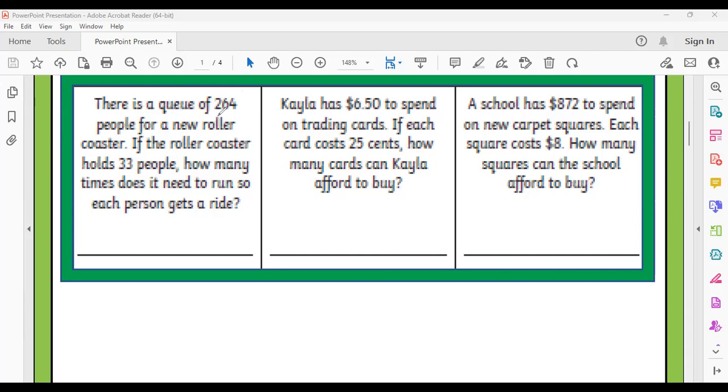There is a queue of 264 people for a new roller coaster. If the roller coaster holds 33 people, how many times does it need to run so each person gets a ride? So there are 264 people waiting in line for a new roller coaster. Now, if the roller coaster holds 33 people, this is very similar to the bus story. How many times does it need to run so that each person gets a ride?